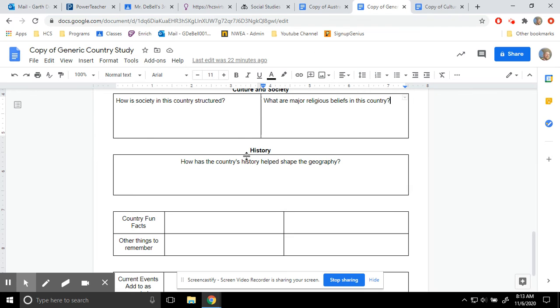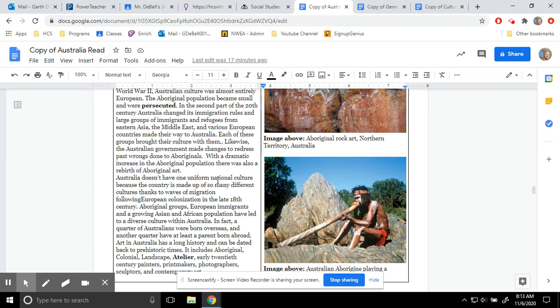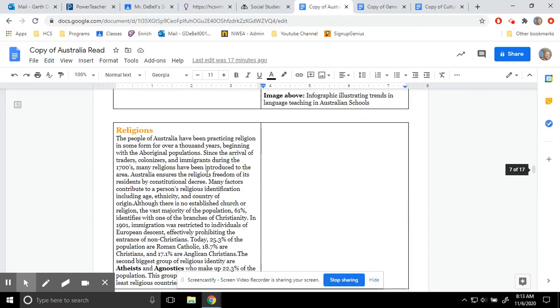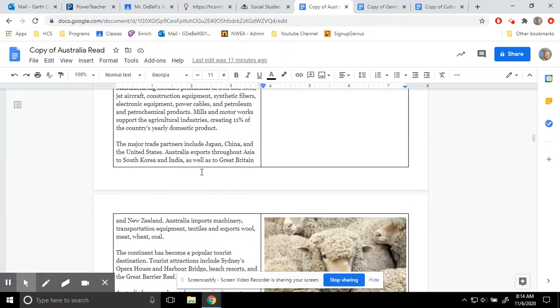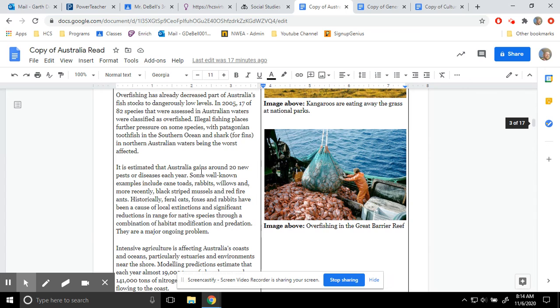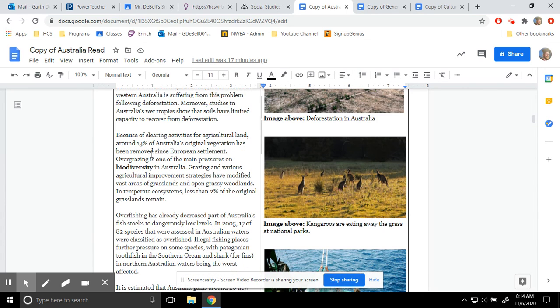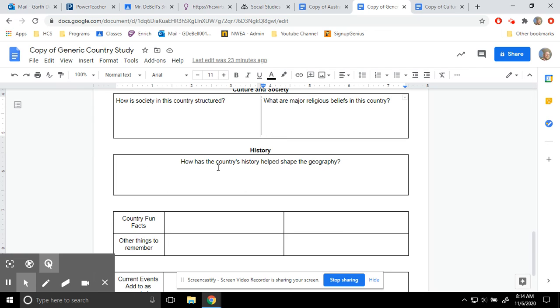How has the country's history helped shape the geography? So that's going to be going back to that section where we were talking about how they cut down, what was it, 13% of the vegetation, right here. Because of clearing activities for agricultural land, around 13% of Australia's vegetation has been removed since European settlement. So you can talk about that. You can talk about them cutting down the trees. You can talk about the grassland, how there's only 2% of it remaining. So that's going to go there because that is physical geography.